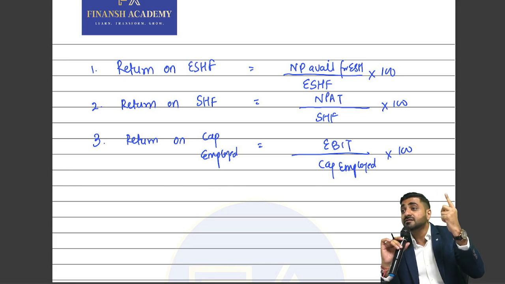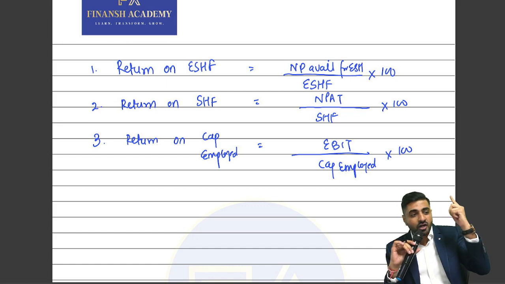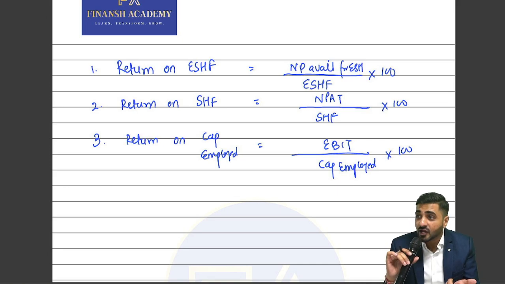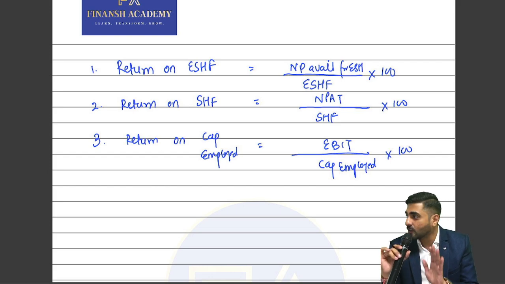3. First, return on equity shareholders funds. Second, return on shareholders funds. Third, return on capital employed. The numerator comes from the income statement and the denominator comes from the balance sheet. Is there a need to adjust the timing difference? We should take average only if the question says so, or else we will always take closing.